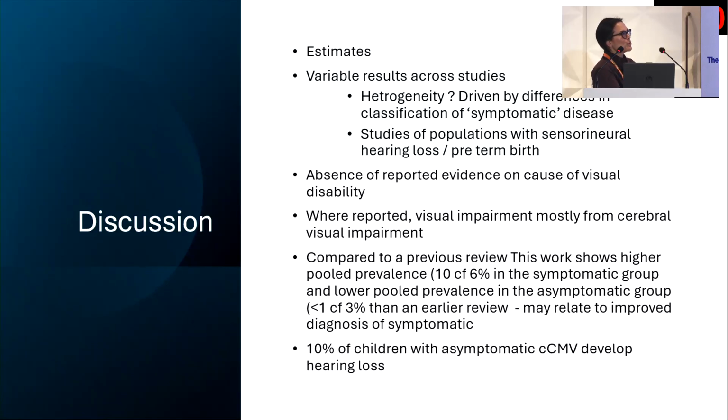When people did report visual disability, they didn't always make it clear whether that was from an ocular reason or from a brain-based reason. But where it was reported, visual impairment did seem to come from cerebral issues from CMV.